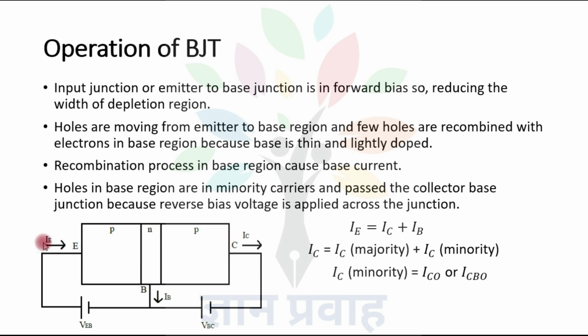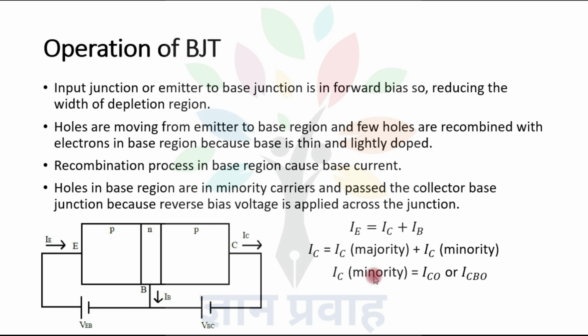It means IE current is simply the summation of IC plus IB, or we are simply applying Kirchhoff's current law here. And IB is small. It means IE is approximately equal to IC current, or most of the charge carriers are reaching the collector point or collector terminal. Here IC is the output current and IE is the input current. So output current IC is the combination of majority as well as minority charge carriers.